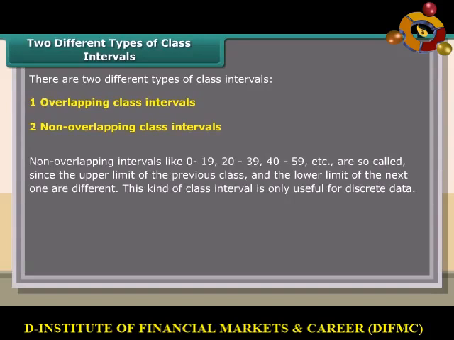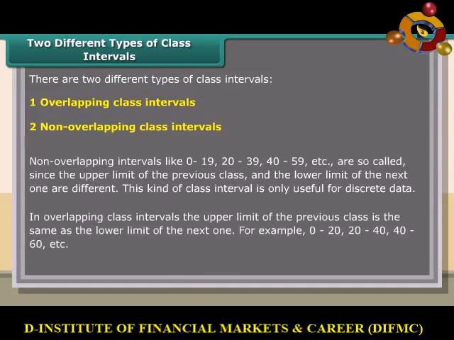Non-overlapping intervals are so called since the upper limit of the previous class and the lower limit of the next one are different. This kind of class interval is only useful for discrete data. In overlapping class intervals, the upper limit of the previous class is the same as the lower limit of the next one. For example, 0 to 20, 40 to 60, etc.